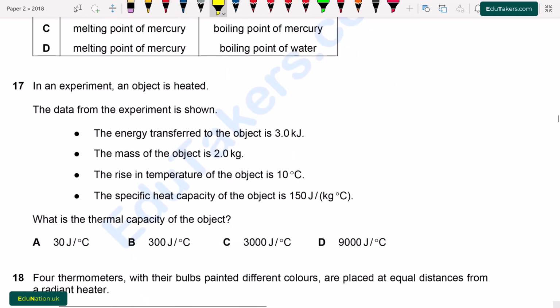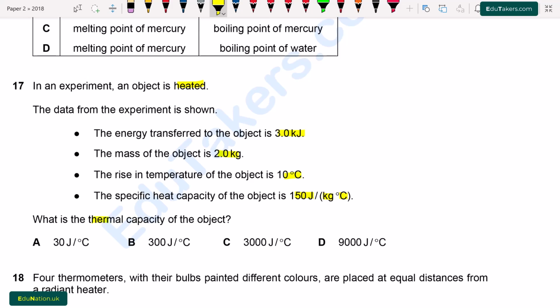Question number 17. In an experiment, an object is heated. The data from the experiment is shown. The energy transferred to the object is 3.0 kilojoule. The mass of the object is 2.0 kilogram. The rise in temperature of the object is 10 degrees C. The specific heat capacity of the object is 150 joule per kilogram per degree C. What is the thermal capacity of the object?